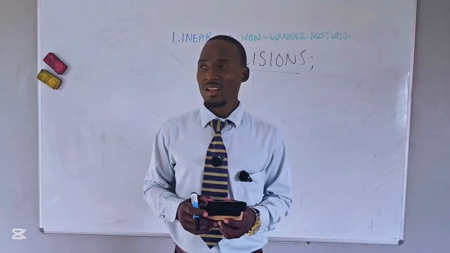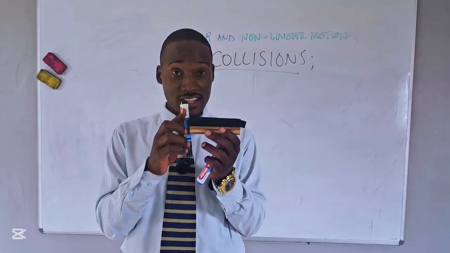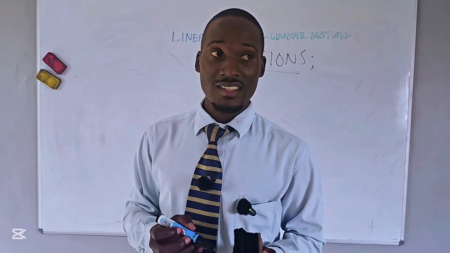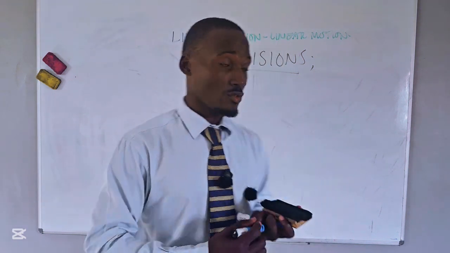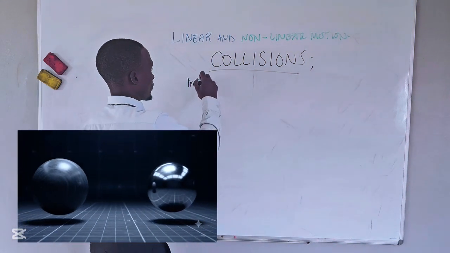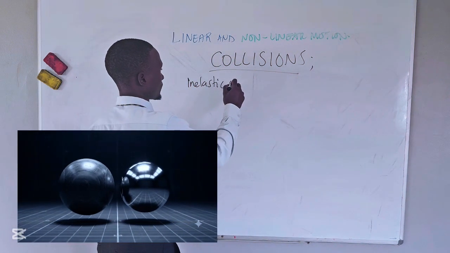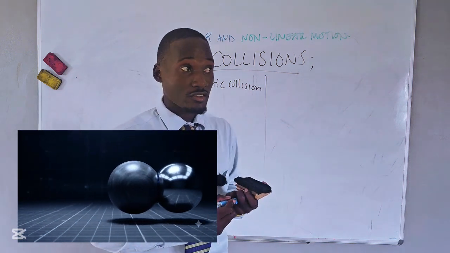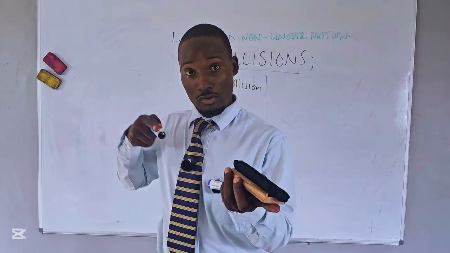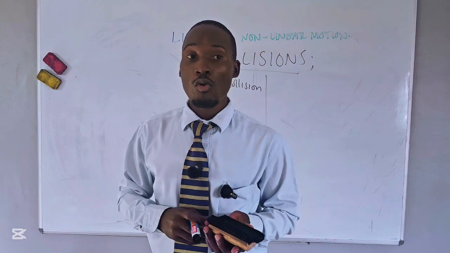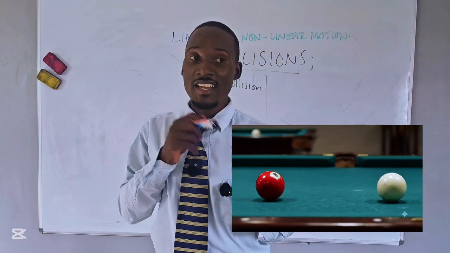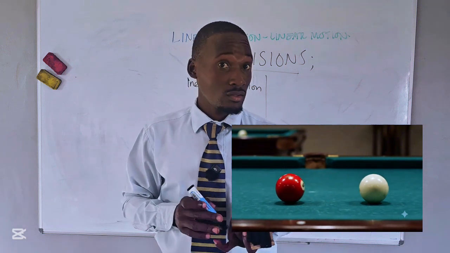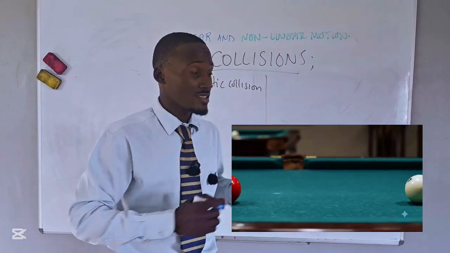Anyway, when they collide, they can stick together and move as one. In that case, that is an inelastic collision. Or they can separate. For example, when you're playing pool table, when the white ball hits the other balls, the white ball separates from the other balls. That is an elastic collision.